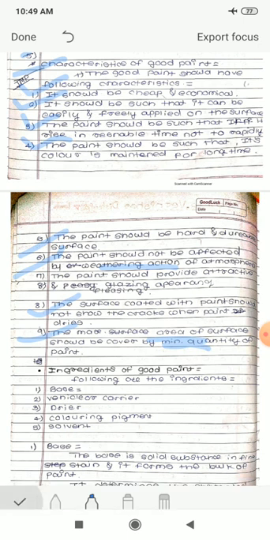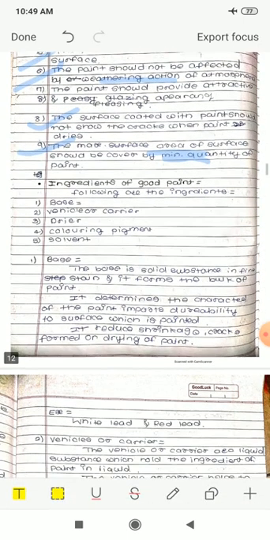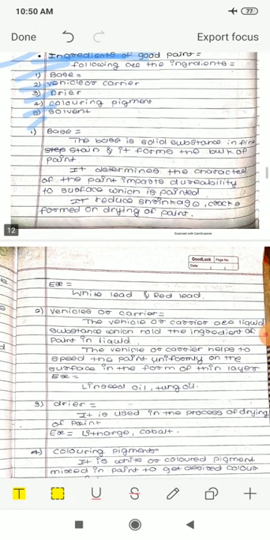Next one, ingredients of the paint. The ingredients of the paints means what? The raw materials which are added during the manufacturing process of the paint are called ingredients of the paint, which are: first, base; second, vehicle or carrier; third, dryer; fourth, coloring pigment; and fifth, solvent. So the first one is base.